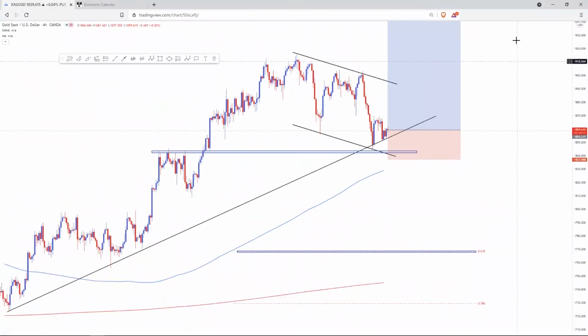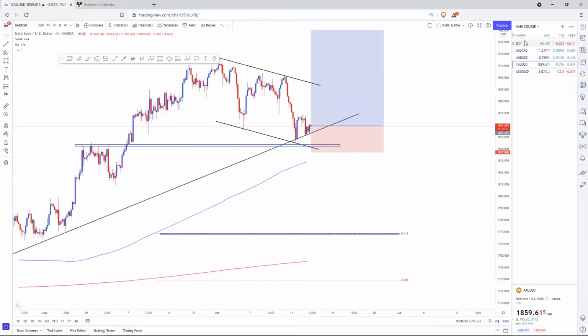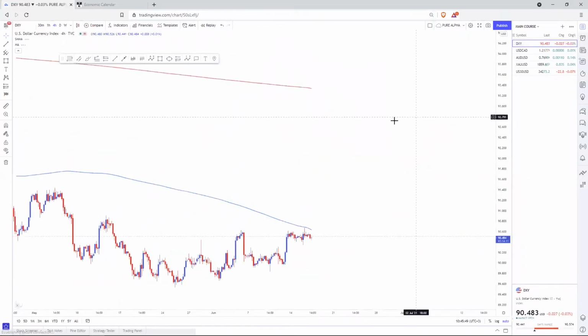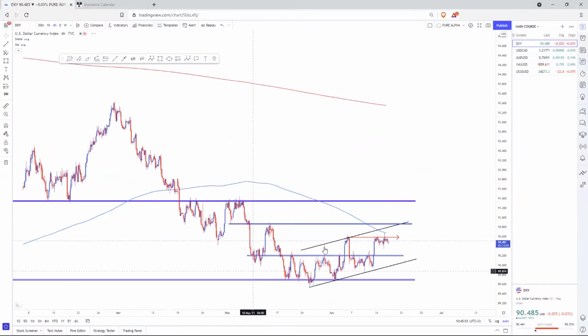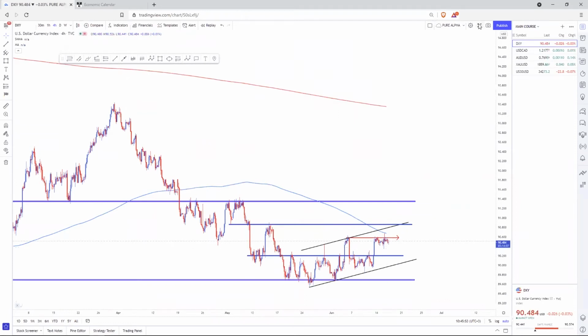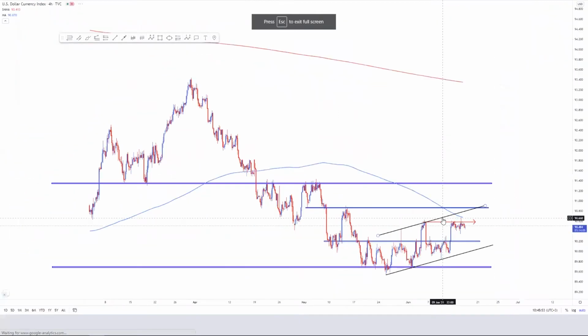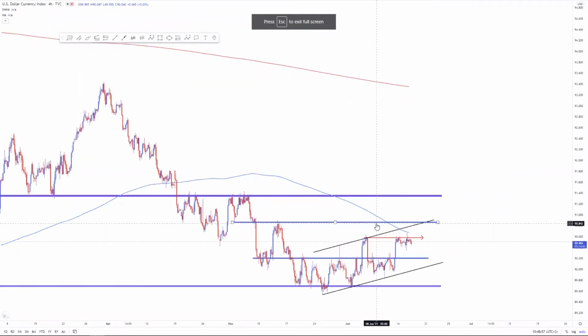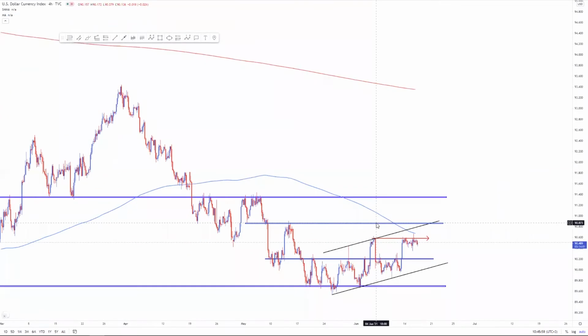Okay, so with that said, look into the dollar pairs. Dollar. Here we go. Okay, so dollar, what pattern are we forming? This is the 4-hour chart. Let's start with the daily.